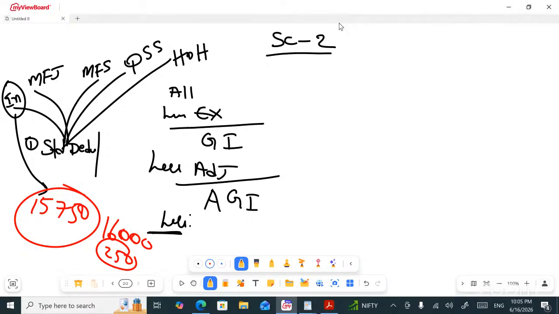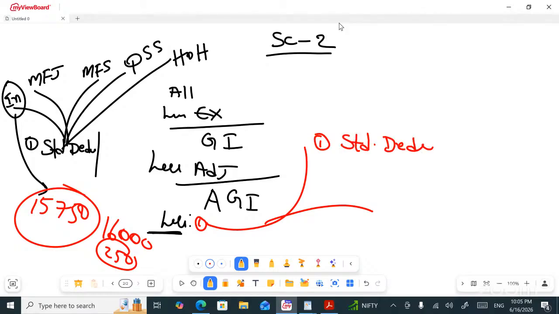So from the adjusted gross income, a variety of deductions are there. One is the standard deduction. Alternatively, the taxpayer has one more option. Instead of taking the fixed standard deduction amount like 15,750 in the case of an individual, the other option is itemized deductions.